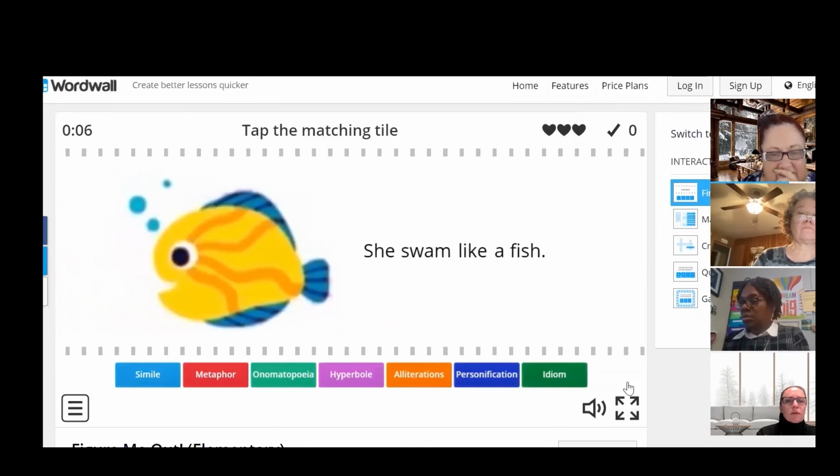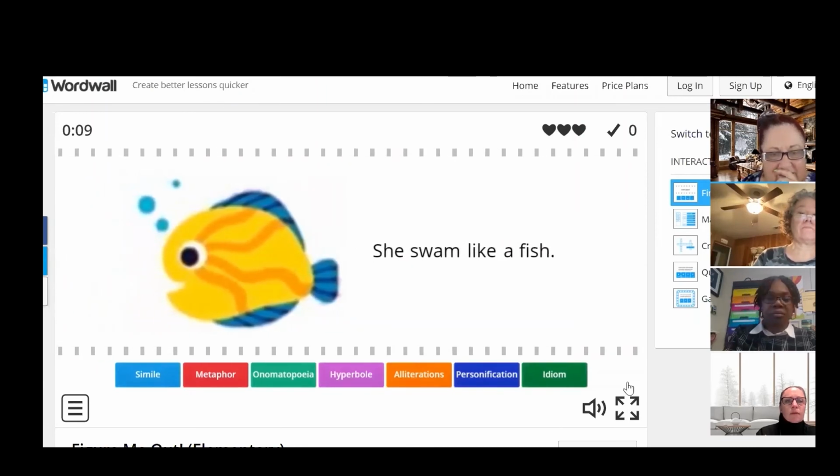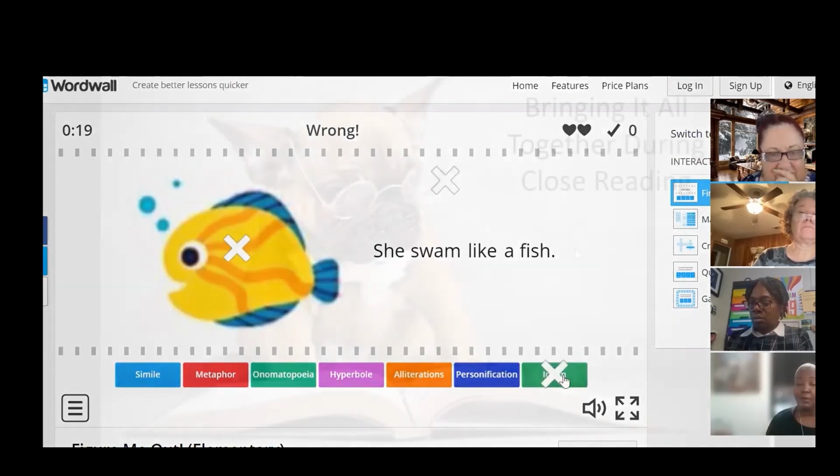And you can add images to it. So for some English language learners who you're really supporting with language, having a picture next to the figurative language item really works. And then they just pick from the bottom row which one it is. So it might be right, and it'll tell you.